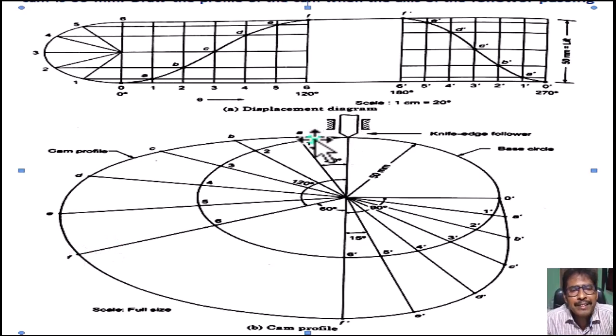Now join these points A, B, C, D, E, F. This is the cam profile for the angle of ascent.